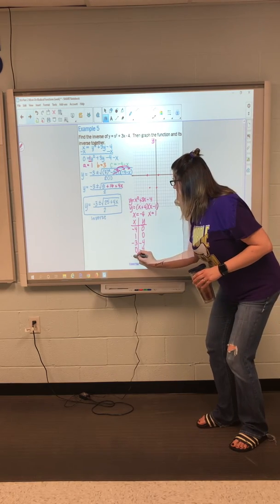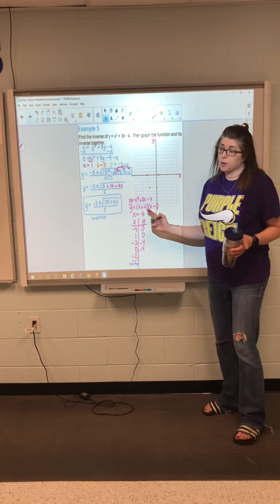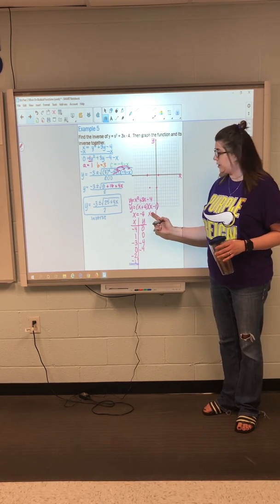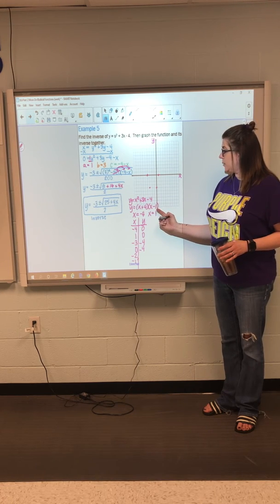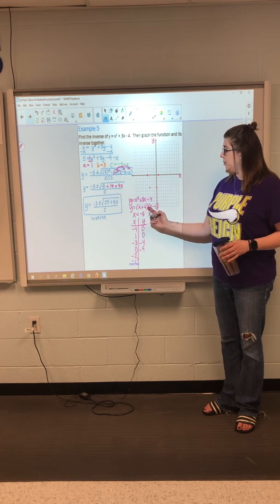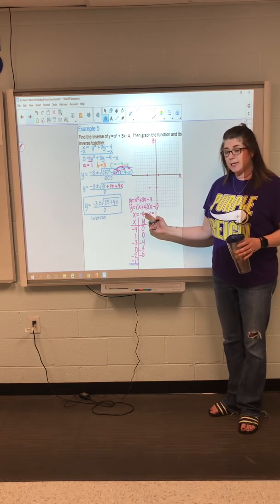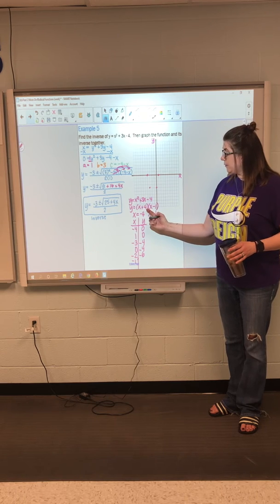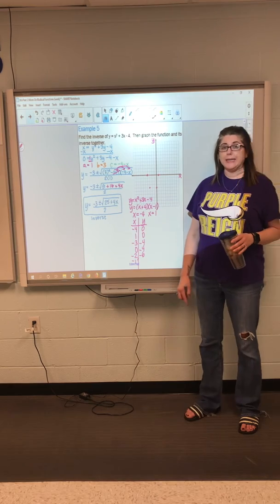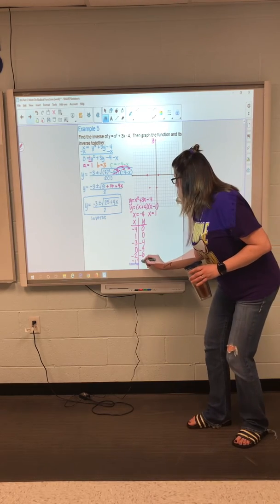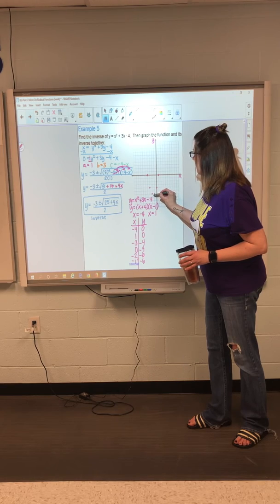So now I'm going to plug in a negative 2 and a negative 1. So again, I'm going back to factored form. Let's start with a negative 2. Negative 2 plus 4 is 2. Negative 2 minus 1 is negative 3. So 2 times negative 3 is negative 6. Now I'm going to plug in the negative 1. Negative 1 plus 4 is 3. Negative 1 minus 1 is negative 2. 3 times negative 2 is also negative 6. So I have negative 2, negative 6, and negative 1, negative 6.